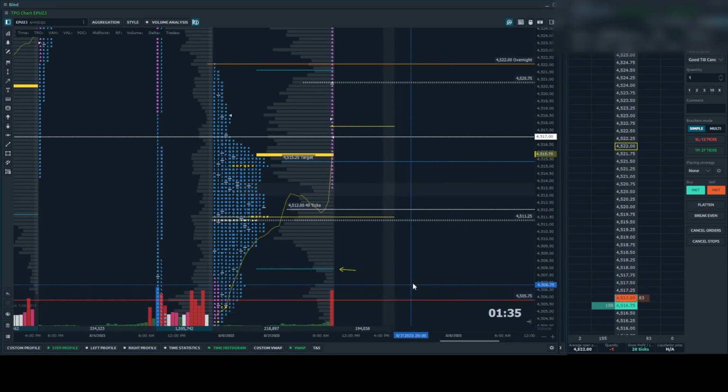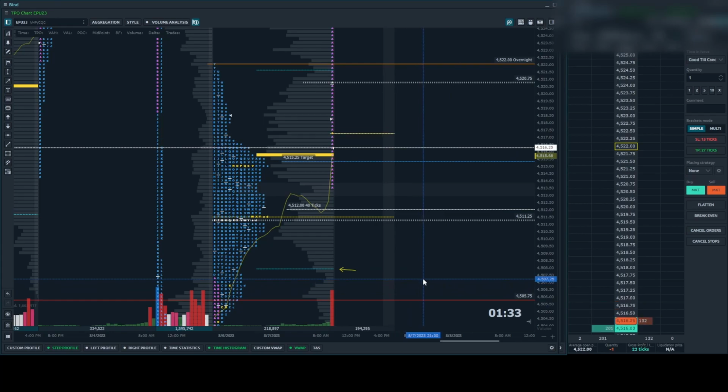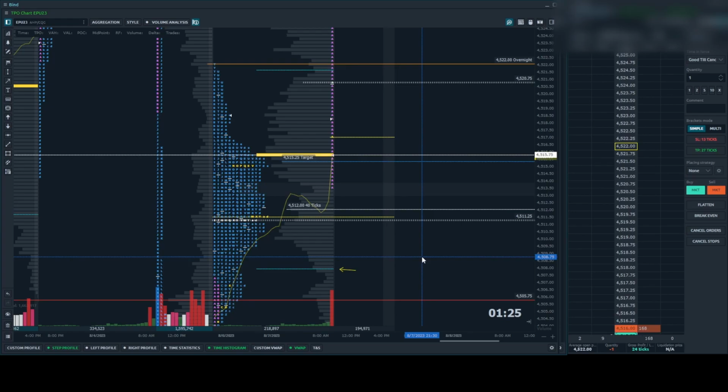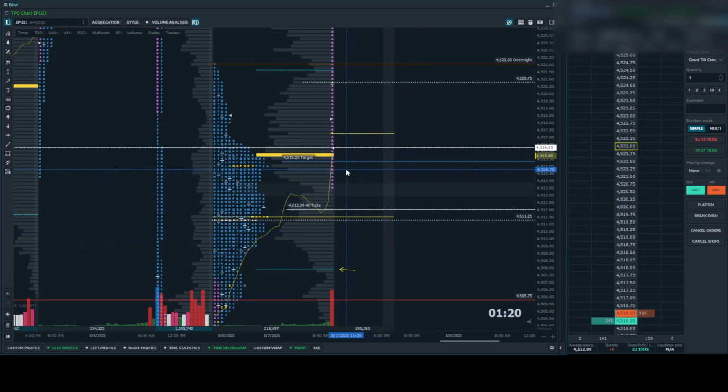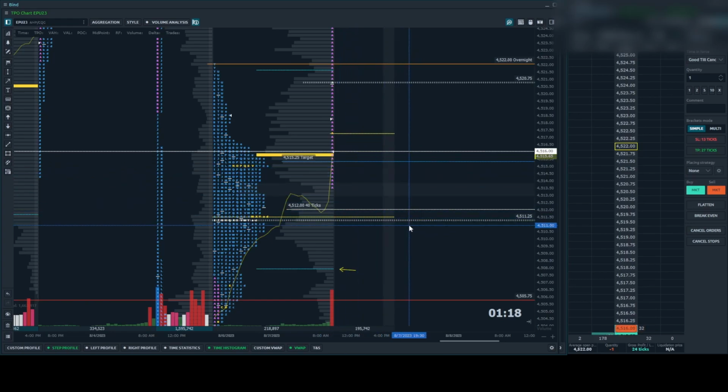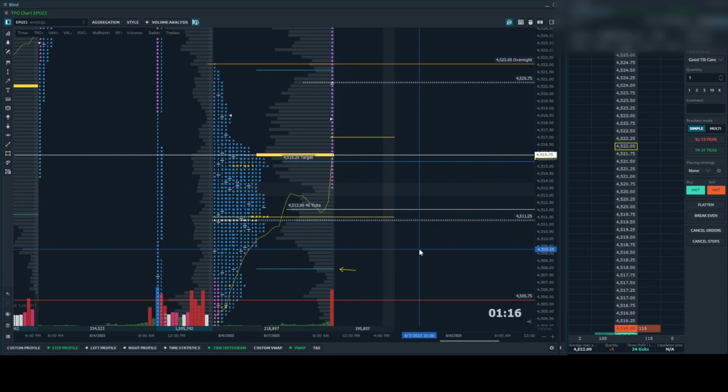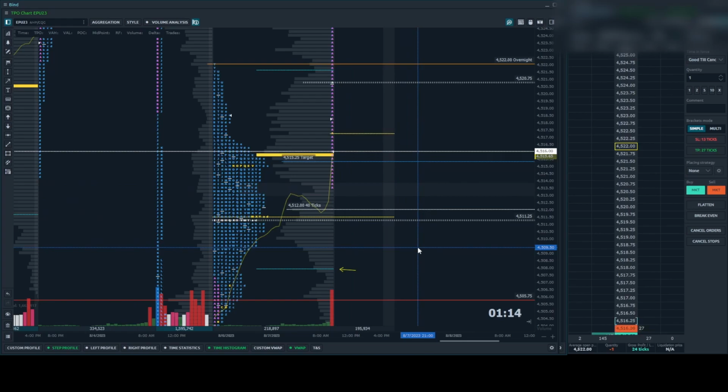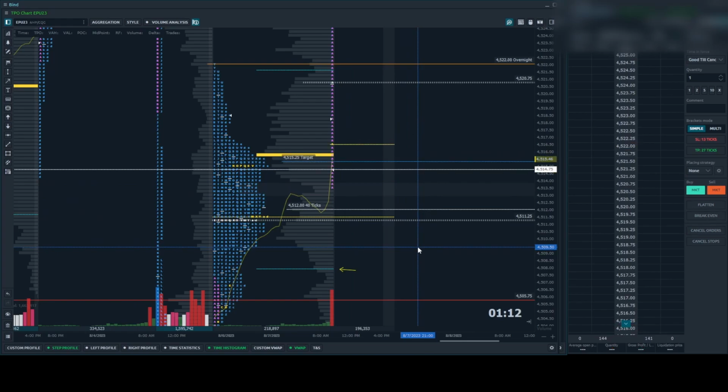Right now, it looks pretty good. Back down to that POC. So this is that area you want to watch and see, is it going to have another bounce off of this? And how does it come off there? Does it come off aggressively, or is it looking pretty weak?